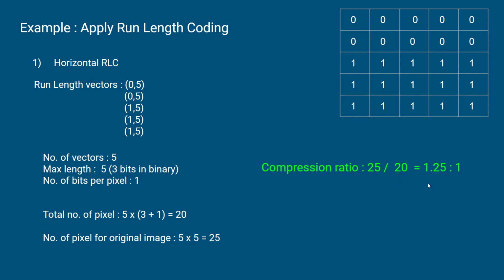Now we can see here, as the compression ratio is greater than 1, we can conclude that the image which we were given is easily compressed. Now let's go to another method, that is vertical RLC.